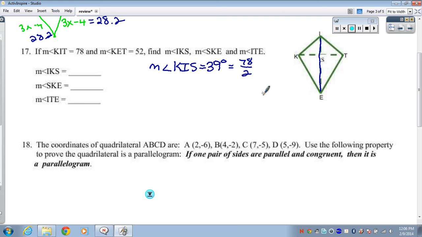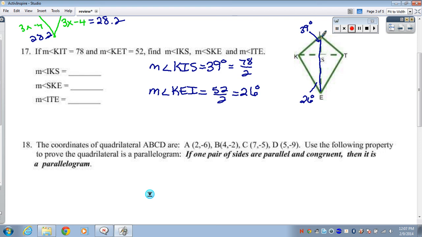Okay, and the measurement of KET is 52 degrees, so the measurement of angle KEI equals 52 divided by 2, which is 26 degrees. So this one right here is 26 degrees. This one right here is 39 degrees.